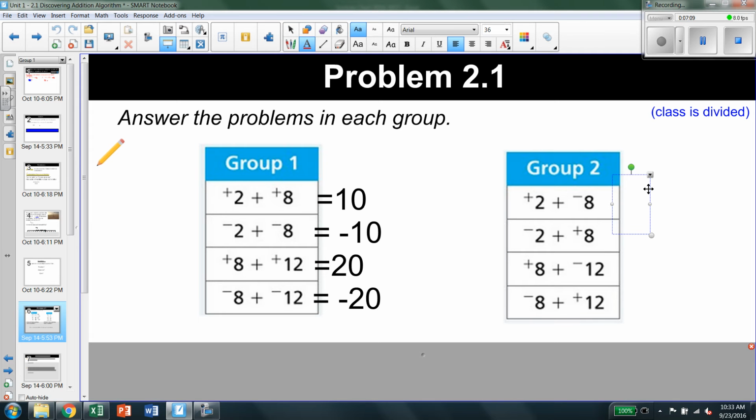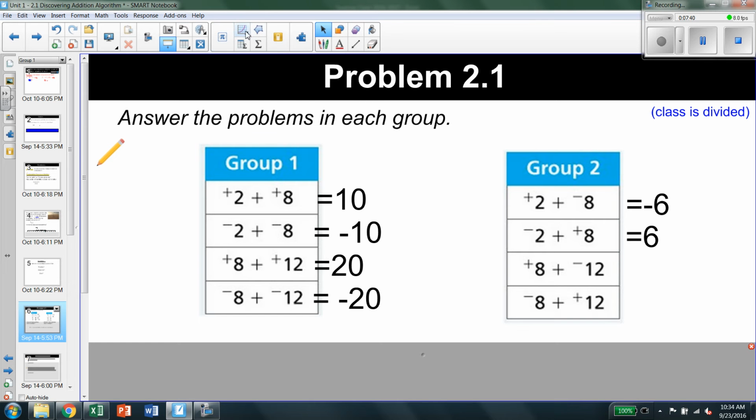Here, we have 2 black chips and 8 red chips. So what's going on here? Well, we have more red chips than black chips, so we're going to make 0 pairs, and we should get negative 6. In this particular case, we had more black chips than red chips, so we would have gotten positive 6 if we were using chips. Or you could have started at negative 2 on the number line and then moved 8 units to the right, and that would have wound up at positive 6.